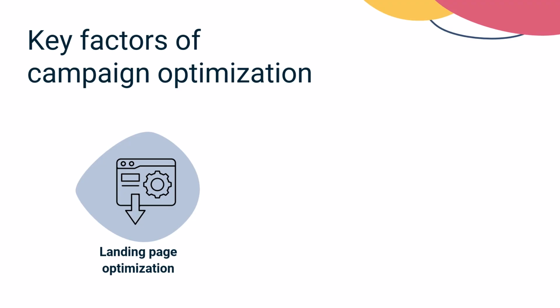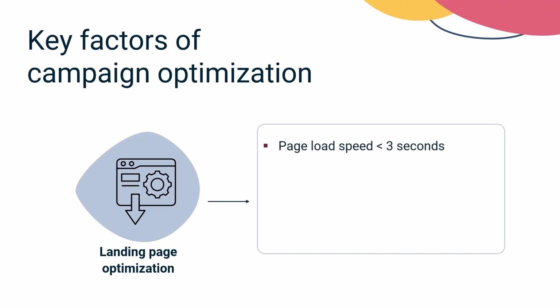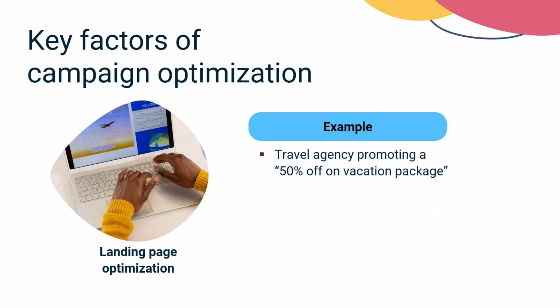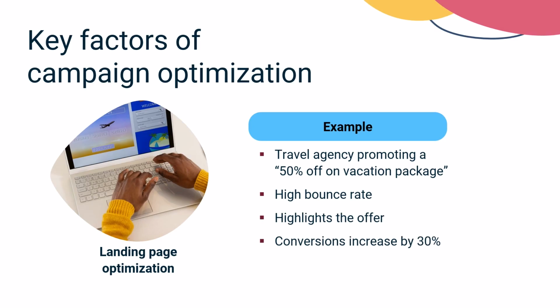Landing page optimization ensures a smooth transition from ad to landing page. The key factors to optimize here are page load speed, which should be under 3 seconds, mobile responsiveness, a clear, compelling CTA such as sign up now or get 20% off today, and congruent messaging between the ad and landing page. Imagine a travel agency that runs ads promoting a 50% off vacation package, but sees a high bounce rate on the landing page. After updating the landing page to highlight the offer, conversions increase by 30%.